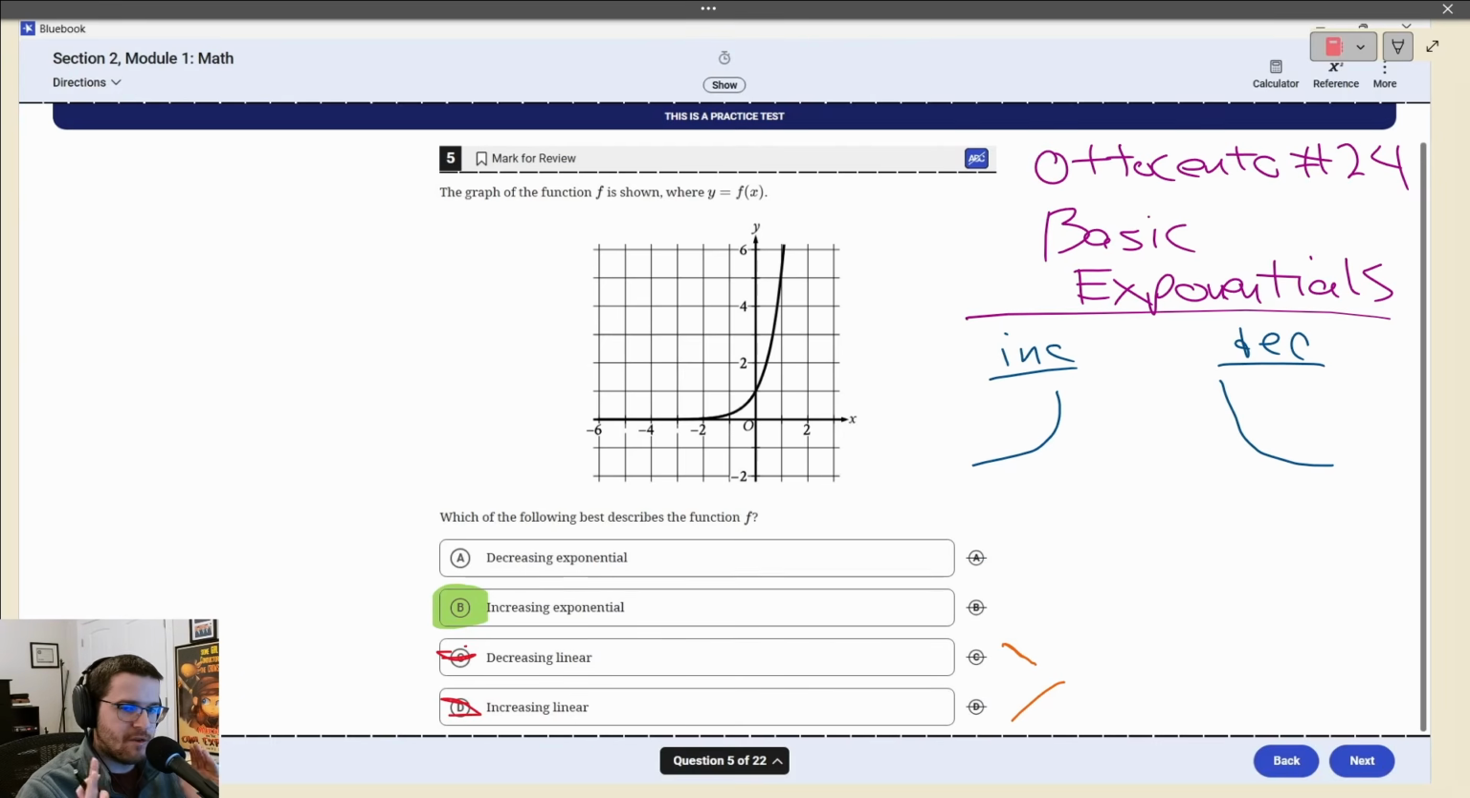But really, if you're stuck, just kind of drag your finger with it from left to right. And if you're going up, it's increasing. And if you're going down, it's decreasing. So watch, I'm dragging my finger from left to right along the curve. It's going up as I go left to right. So that means it's increasing, getting bigger. So if you have any doubt, just do that.